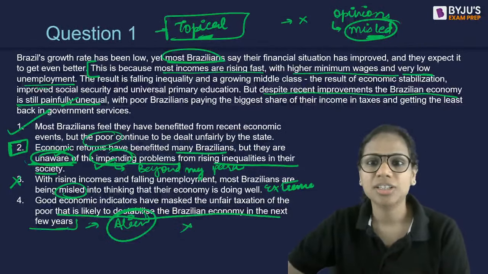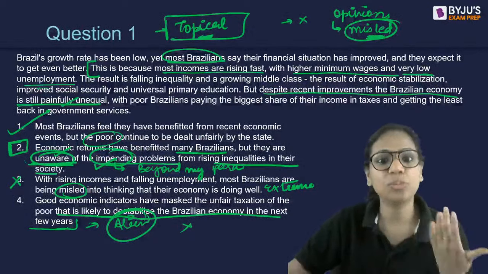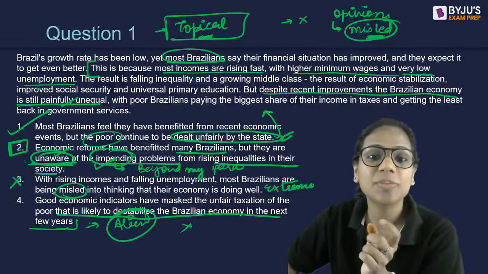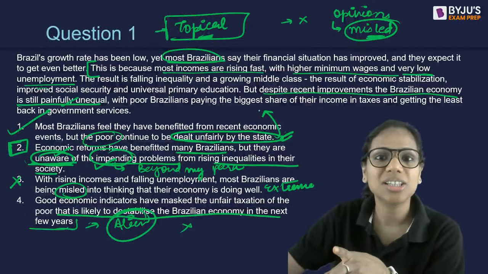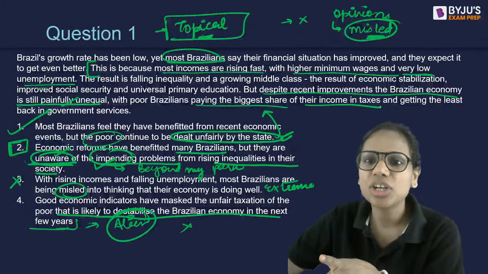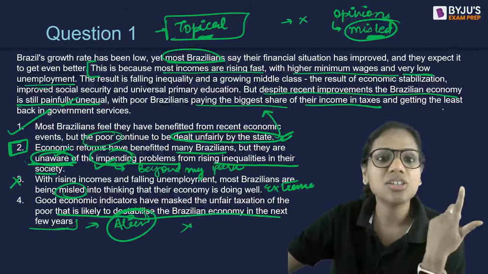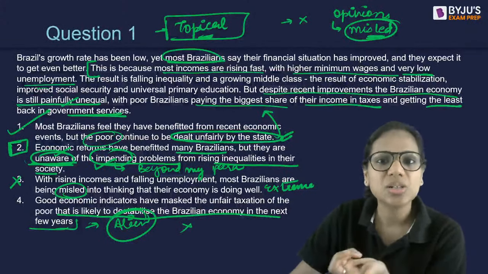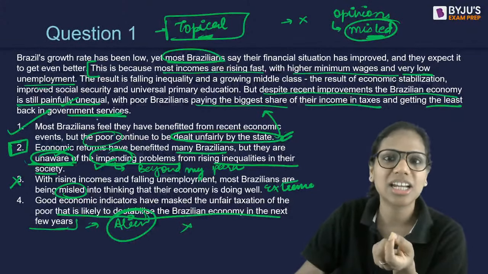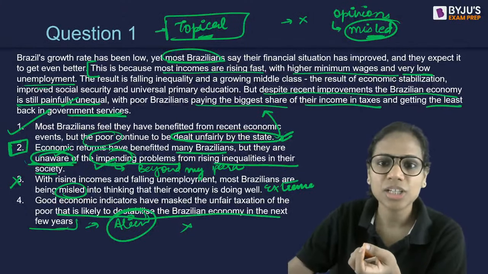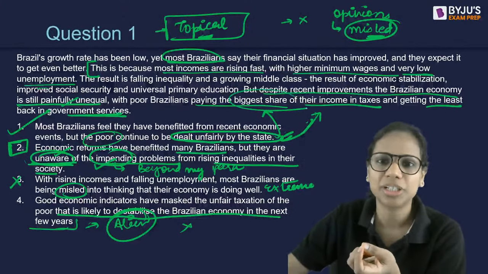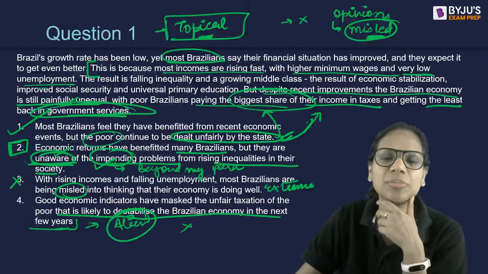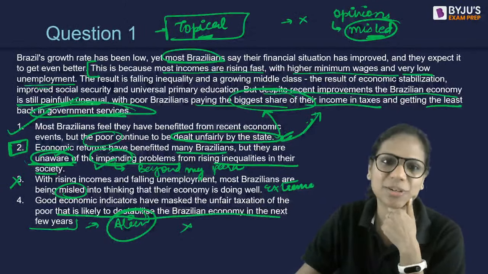But the poor continue to be dealt unfairly by the state. Yes, this part is closer to the paragraph. Why? Because the state is charging them the income tax, right? They are paying the biggest share of their income in taxes. And the state means the government. And the state is giving them such few government services. Yes, the least they are getting back in government services. So this treatment is by the government, charging a huge amount of tax and giving them such few government services, right?